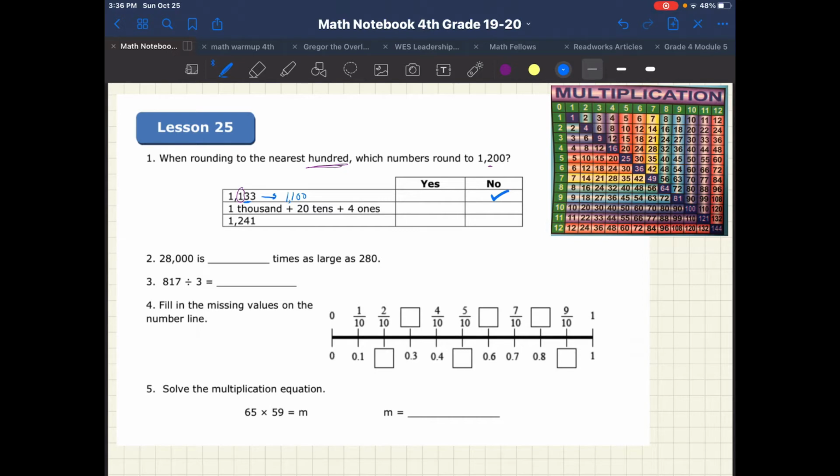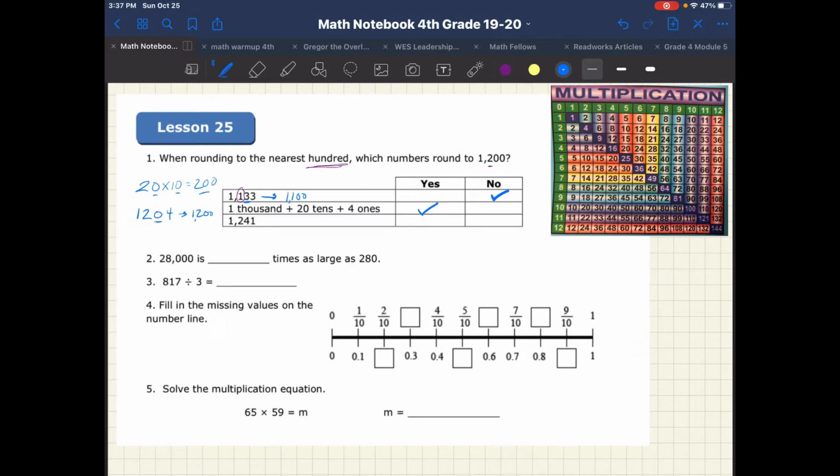1020 tens and 4 ones. Okay, so what is 20 tens? 20 tens is 200, right? So we've got 1,000, 200, 4 ones. Would that round to 1,200? Well, yes, because the 0 tells me I'm certainly not rounding up. I'm going to stay right here the same at 1,200. So this does round to 1,200. Make a little note of this. It rounds to 1,200, and that's what we're looking for.